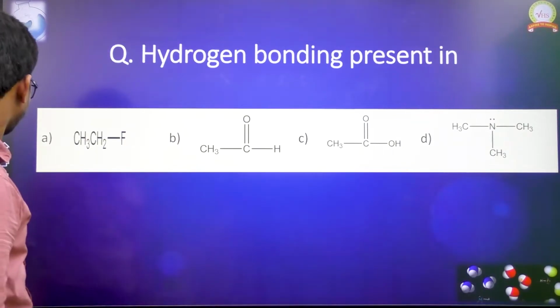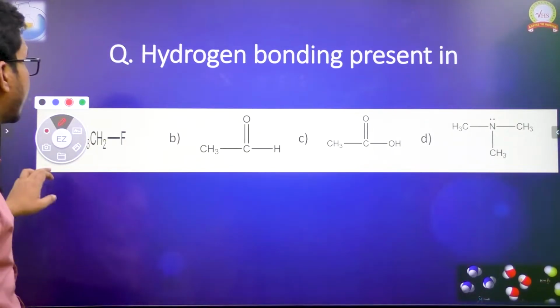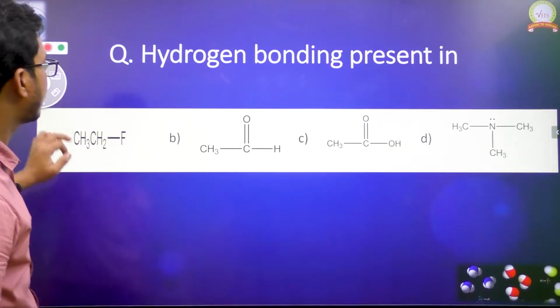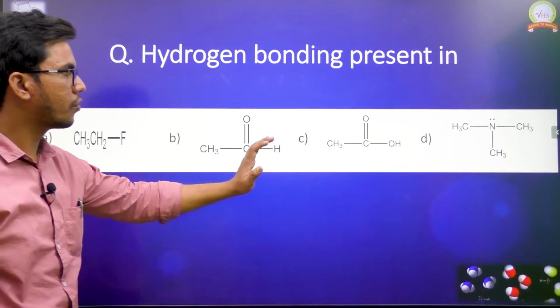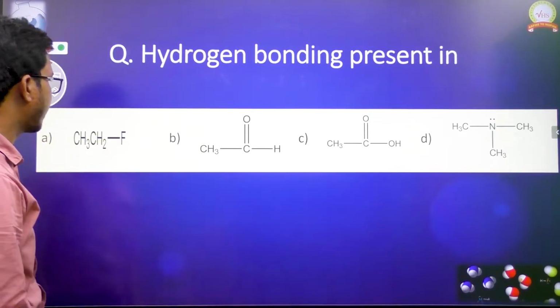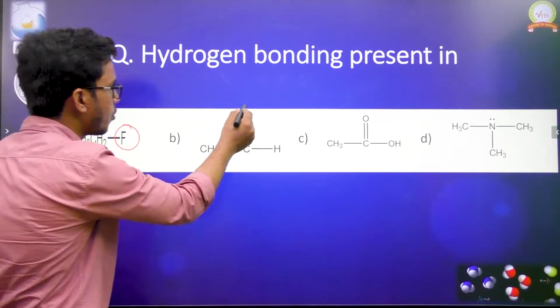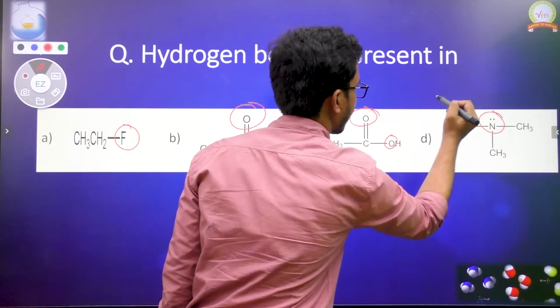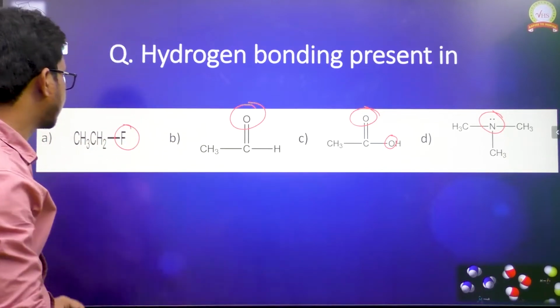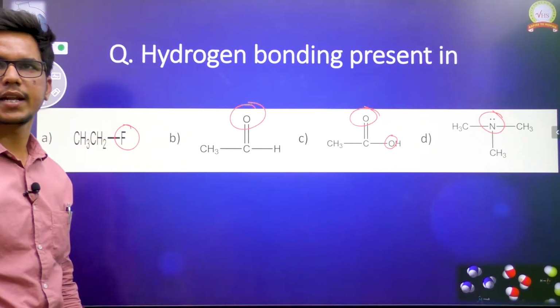Okay, there is a question: which of the following molecules forms hydrogen bonding? We have four molecules over here, in which we have a more electronegative atom here and here. Out of all these, in which can hydrogen bonding be possible?